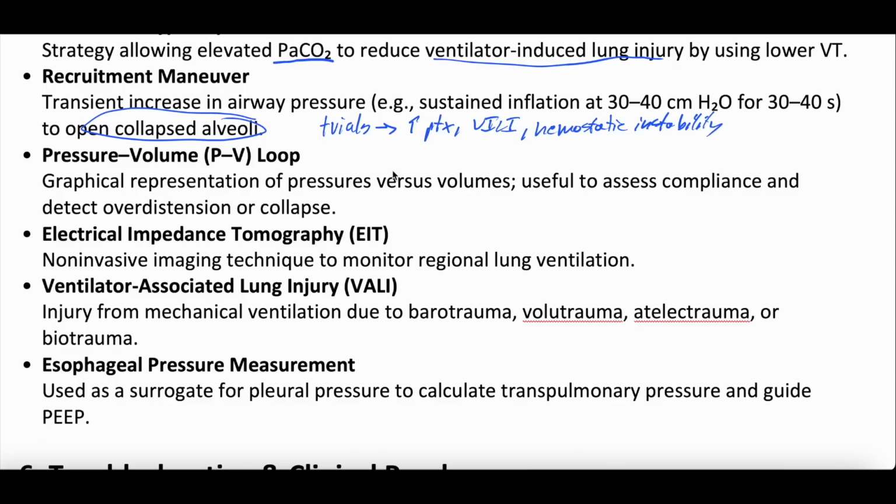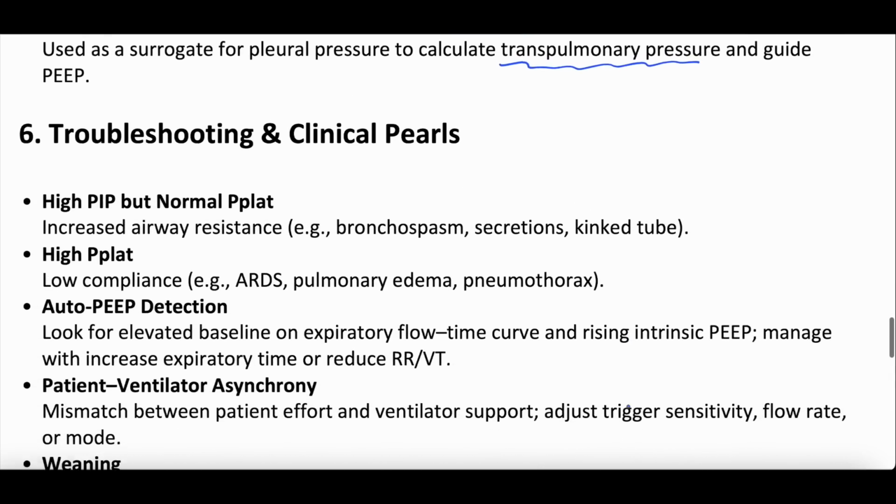Pressure volume loops. This is a loop you can get on the ventilator. We won't talk more about that. It can be helpful when there's overdistension or collapse of alveoli. Electrical impedance tomography. This is not something that we use, but it can be used to monitor kind of regional lung ventilation. Ventilator-associated lung injury or ventilator-induced lung injury is another way you'll hear people talk about it. And this is injury to the lungs from mechanical ventilation. We got a whole episode on this: barotrauma, volutrauma, atelectotrauma, or biotrauma. And then esophageal pressure monitors. Some shops have an esophageal probe where you can do esophageal pressure monitoring, which can help you understand something called the transpulmonary pressure.